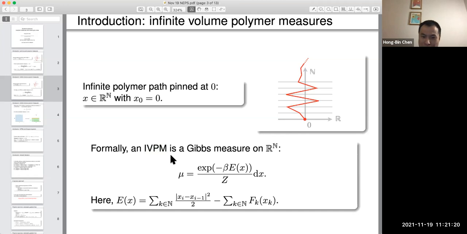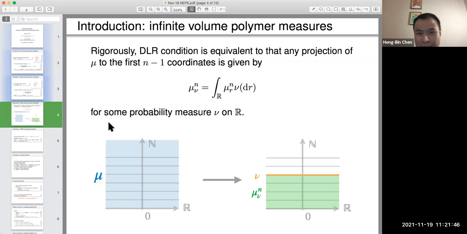This is again formally given by a Gibbs measure on this product space. The energy here is again the quadratic interaction of nearest neighbors plus a random potential at each time. It's formal because there's no Lebesgue measure in a countable product space. So to define the polymer measure rigorously, we need to use the DLR condition.